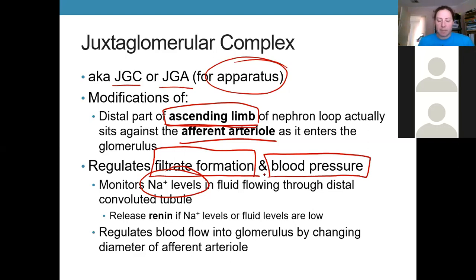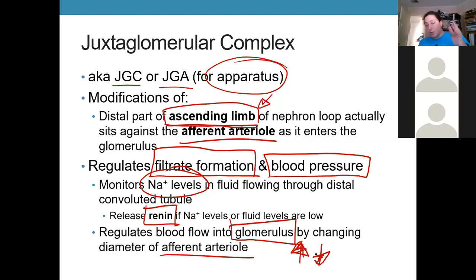We've talked about it before. If sodium levels or overall fluid levels get too low in the nephron loop, the kidneys will release renin. They will also change the diameter of the afferent arteriole to regulate blood flow into the glomerulus, which will increase the amount of blood being filtered or decrease it. We'll deal with it later.